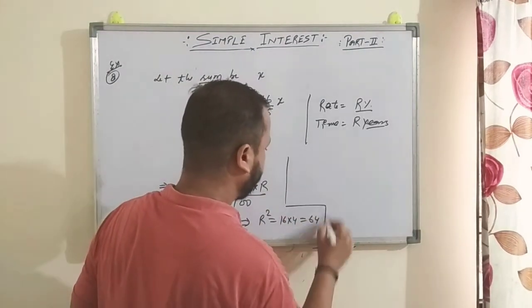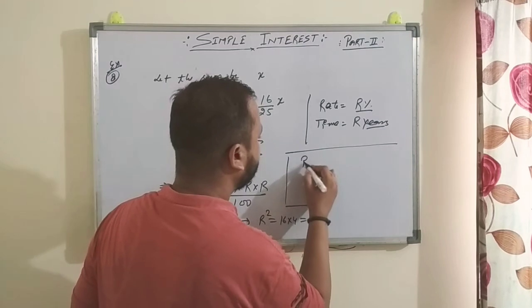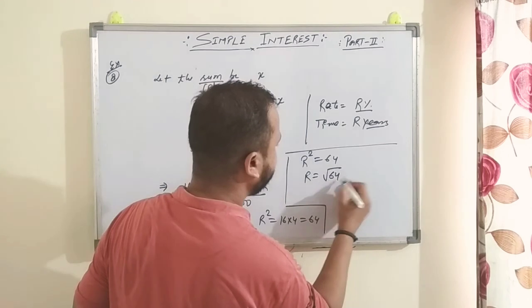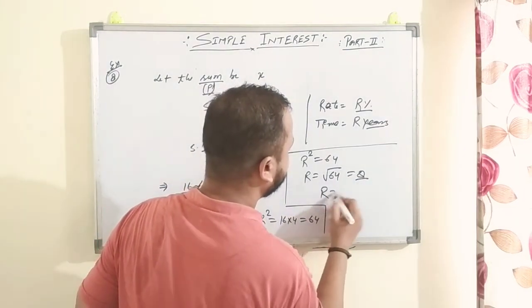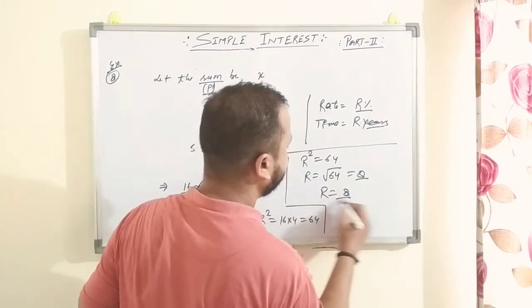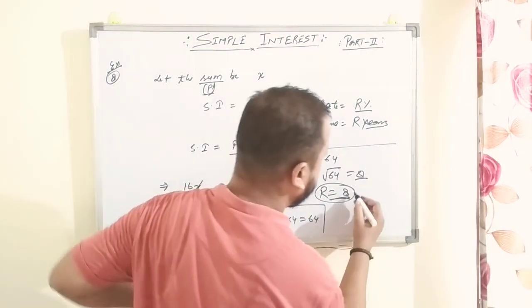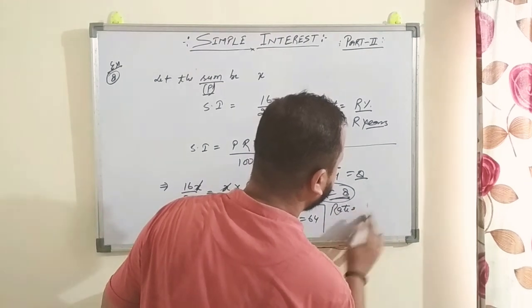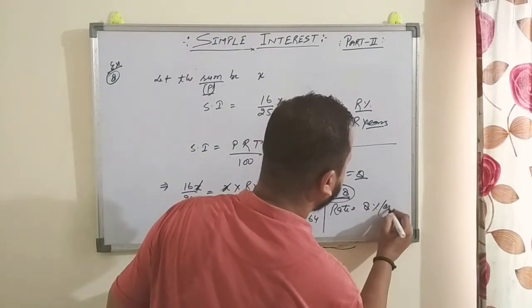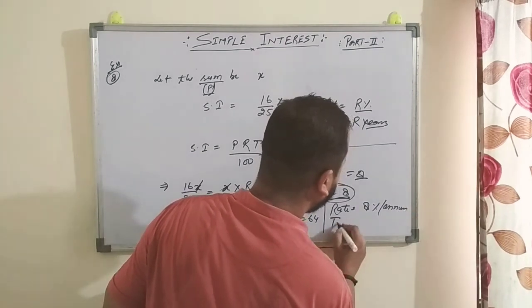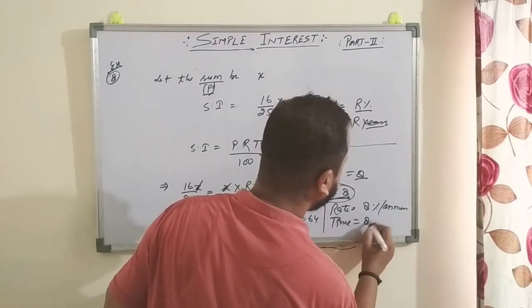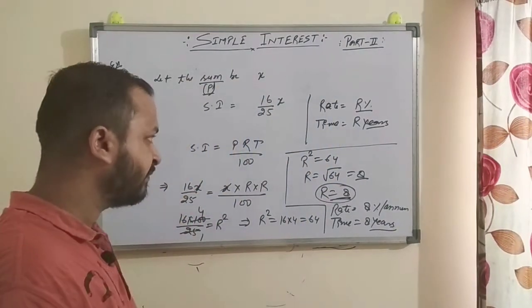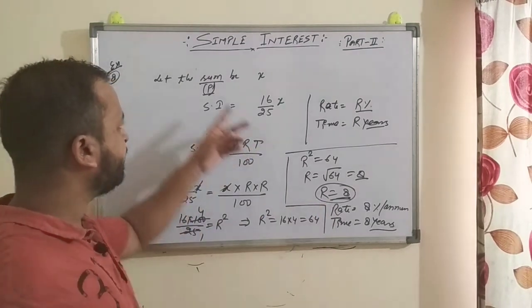So here I am doing it. So r square is 64. So r is square root of 64. So that equals 8. So the value of r is 8. So it means rate, if we are talking about rate, rate is also 8% per annum and time is 8 years, right? And if both are known, you can simply find it out.